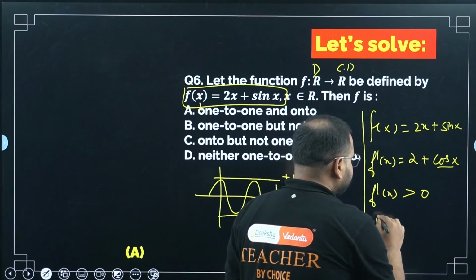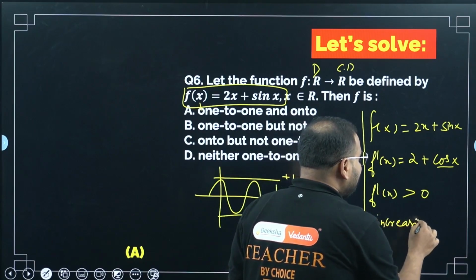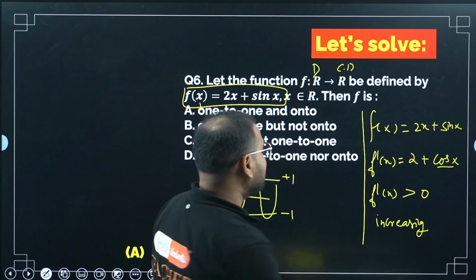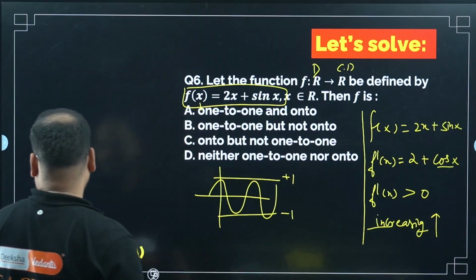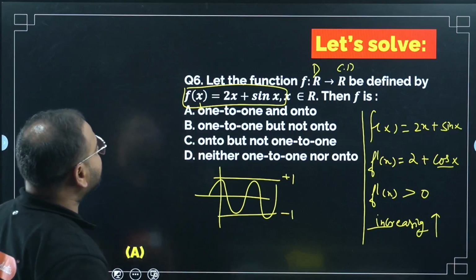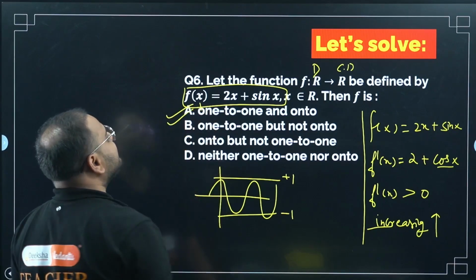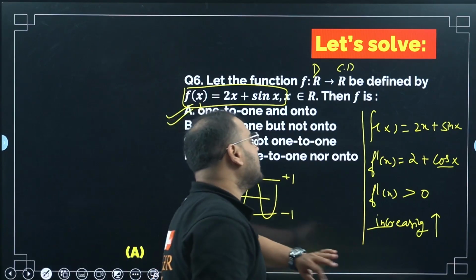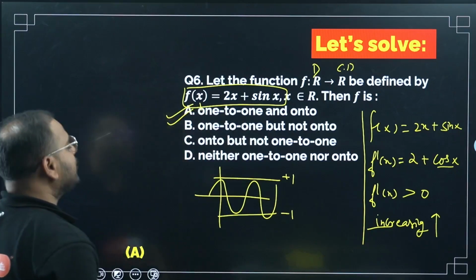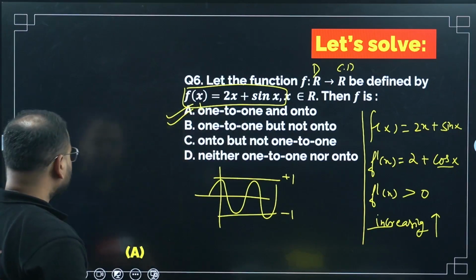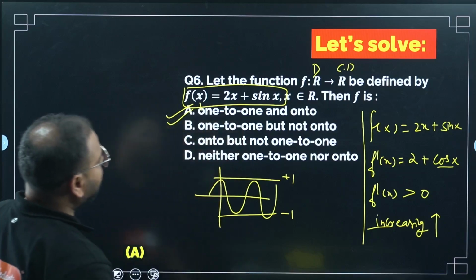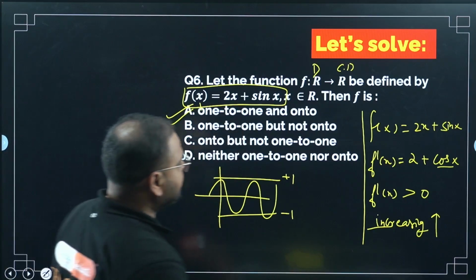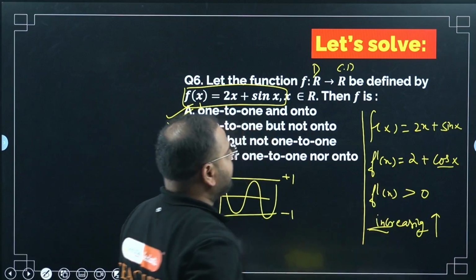So what is it, sir? Strictly increasing. Strictly increasing function. If that is true, mark the tick. One-one onto. Strictly increasing, one-one onto, done, sir. Let's move on, sir. Done? Easy question, right? Strictly increasing. Great. Okay.